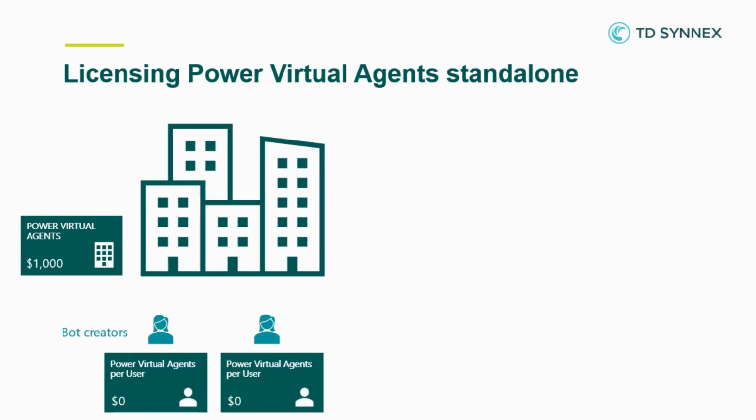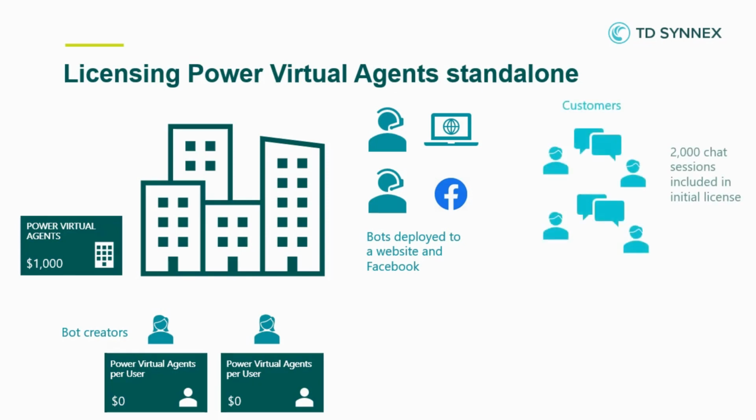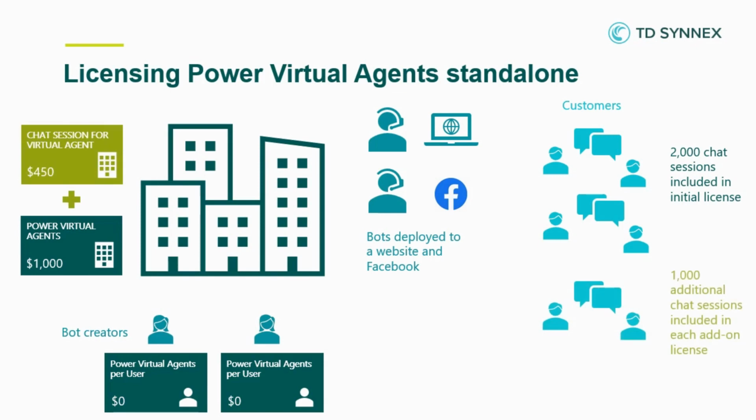Once the bots are created, they can be deployed, in this example, to the web and to Facebook, which they can do because they've purchased the standalone virtual agents license. Then the customers can chat with the bots, and we know that 2,000 chat sessions are included in that original license purchase. And should more chat sessions be required, then an add-on license can be purchased, which licenses for another 1,000 chat sessions each month.